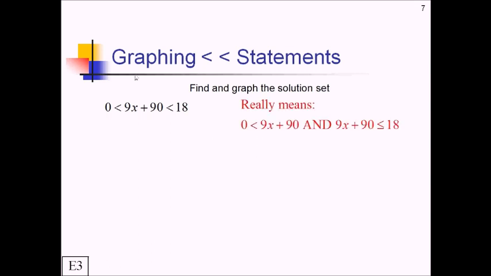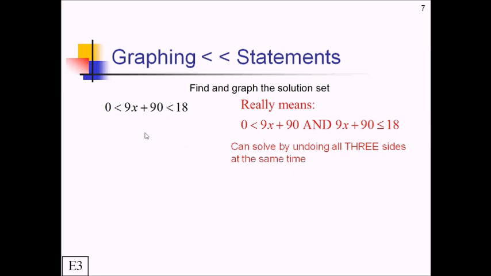This really means 0 is less than 9x plus 90, and this stuff in the middle, 9x plus 90, is less than 18. So if you are going to solve this like a normal and statement and do it the long way by rewriting it, make sure that you use that stuff in the middle twice. It is part of two separate statements. But it's actually a lot faster just to solve all three sides at the same time.